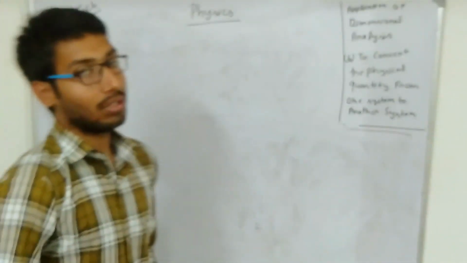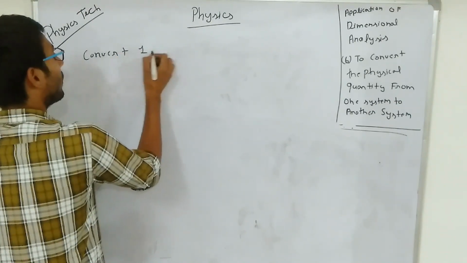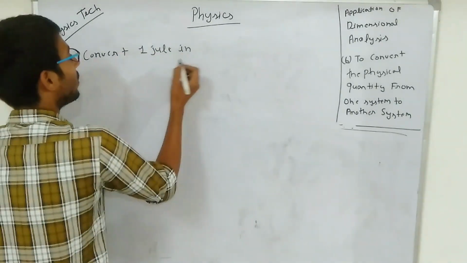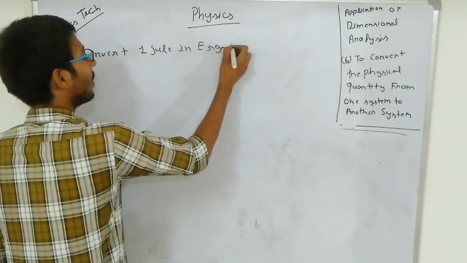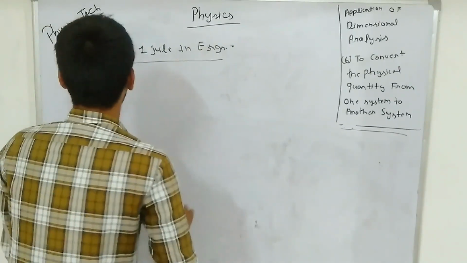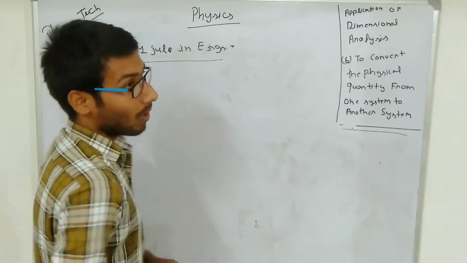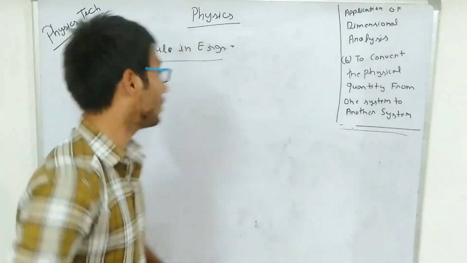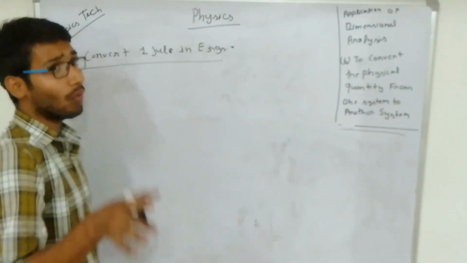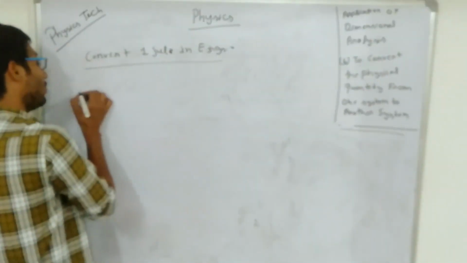Our second example is to convert 1 joule into erg. We know that joule is the unit of work, the SI unit of work. So, solution.